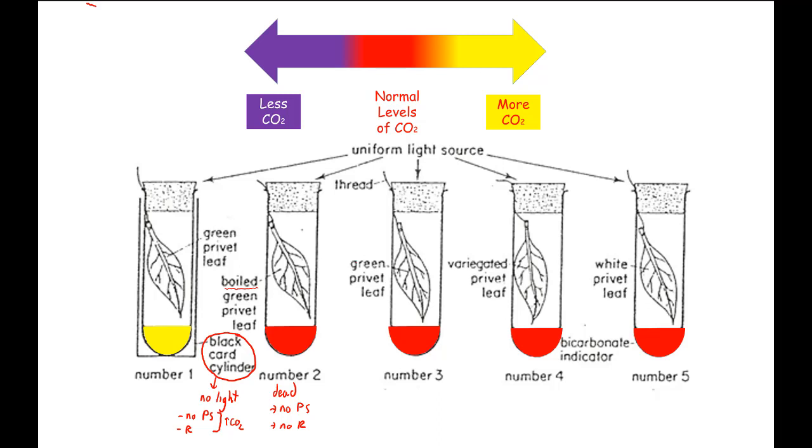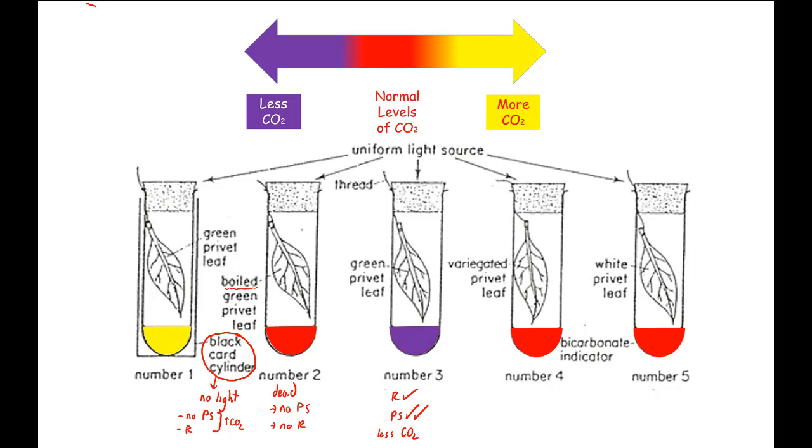The third one has a green privet leaf. And there's nothing special about it. It's not covered up. It hasn't been boiled. So it should be able to respire, but it will also be able to photosynthesize. And it should be able to photosynthesize at a faster rate than respiration because it's not covered up. So overall, there should be less CO2 than normal. And that's because more carbon dioxide gets used up in photosynthesis than is released in respiration. So it should go purple.